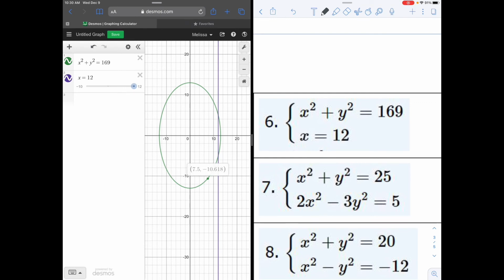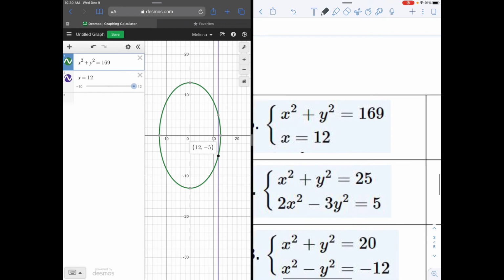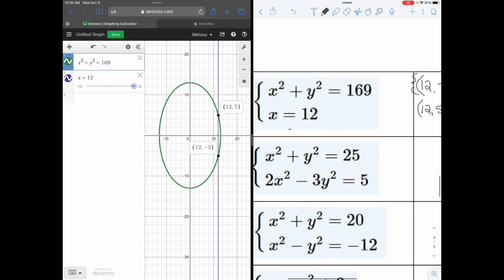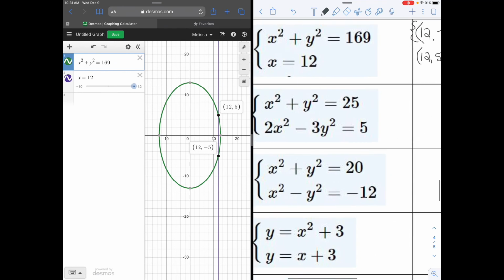So where do they intersect? We just press those points. So it intersects at 12, negative 5. And then probably at 12, 5. Okay, and once again, you can go to the bottom and you should see that as an answer.